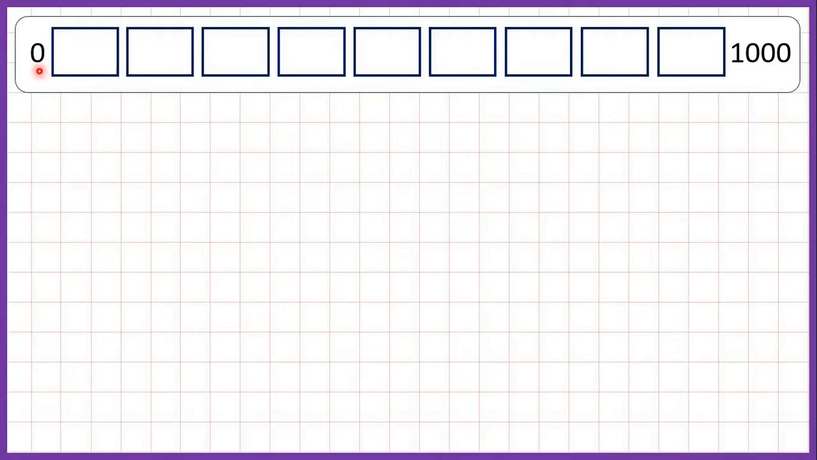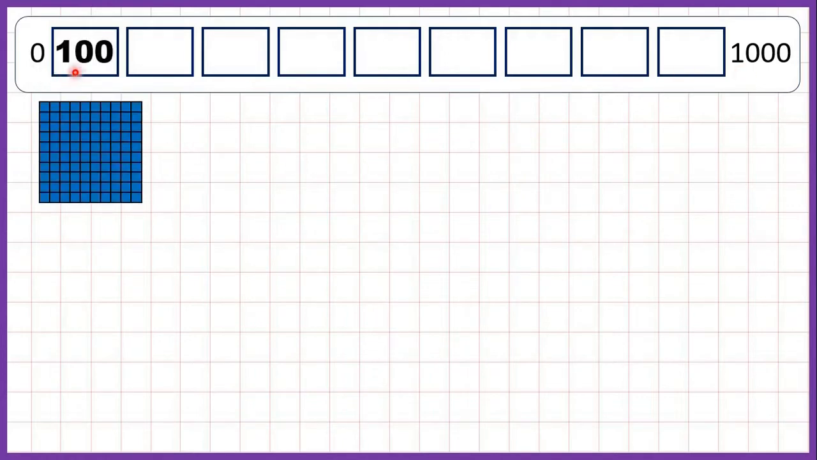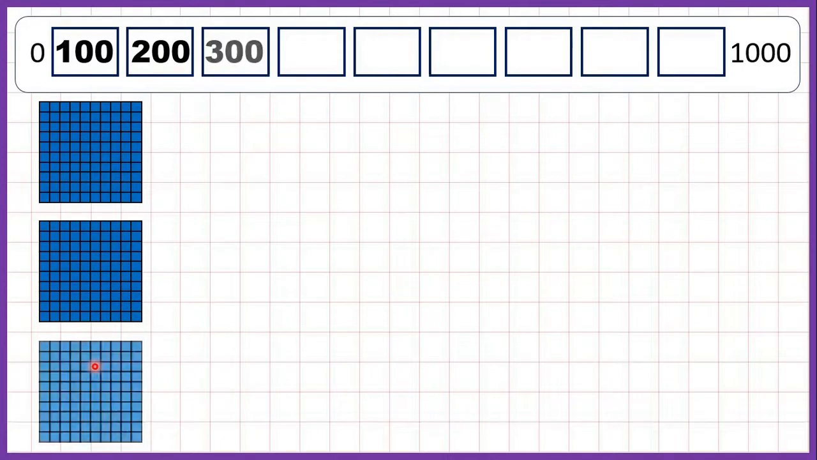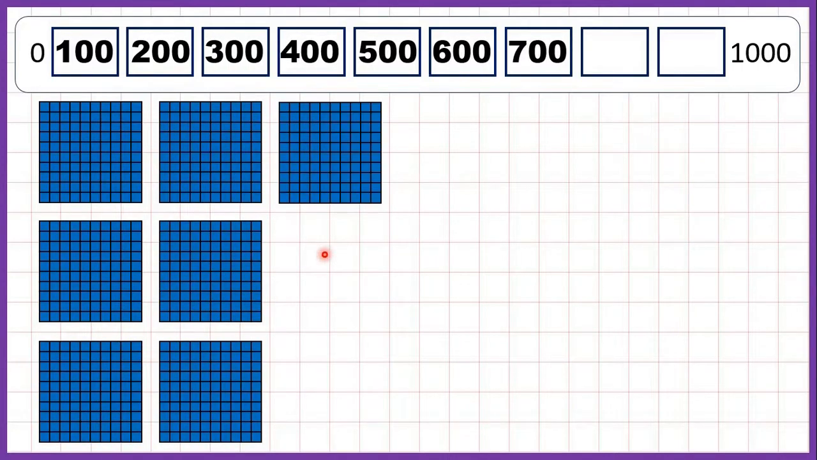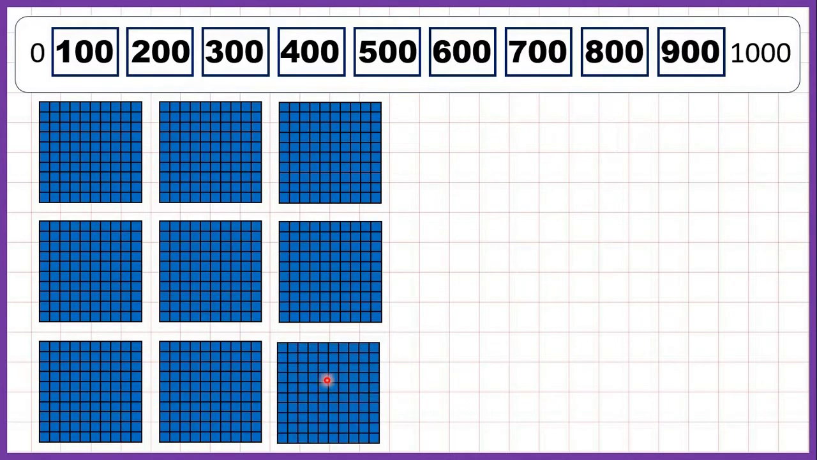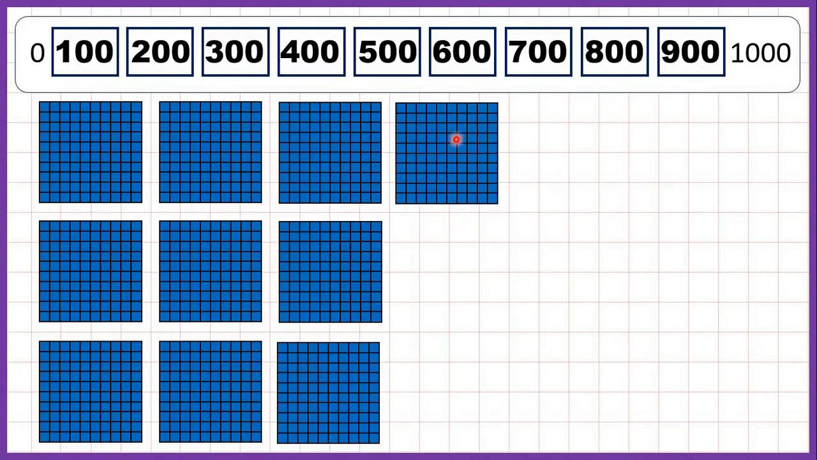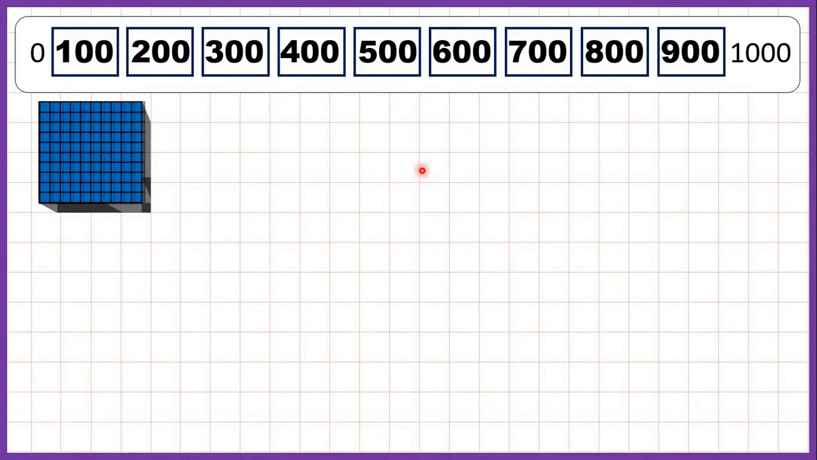Now let's count in hundreds from 0 to 1000. We have 100, 200, 300, 400, 500, 600, 700, 800, 900, and then if we add another 100 block, that means that we have 10 hundreds. But when we get 10 hundreds, we exchange those for 1000. So with the number 1000, we can imagine 10 100 blocks stacked on top of each other.